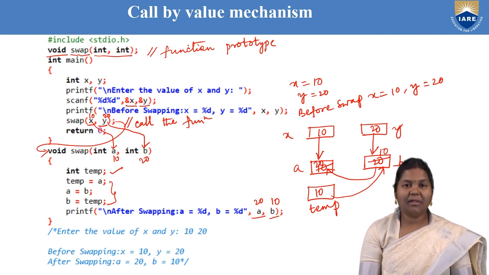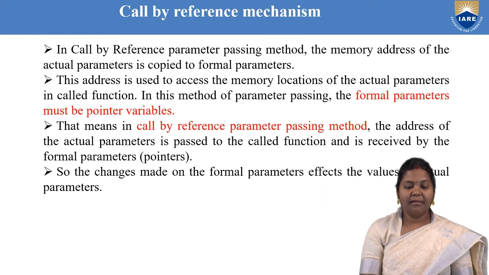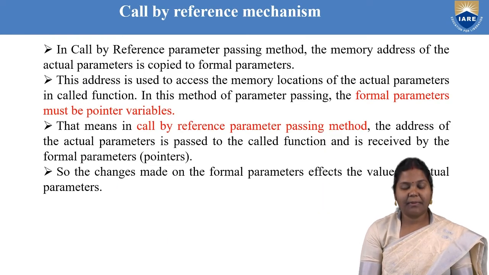Now let us discuss what the call by reference mechanism is. In this call by reference parameter passing mechanism, the memory addresses of the actual parameters are passed to the formal parameters. That means whenever you make changes to those parameters, they get reflected in the actual parameters, because you are not passing the values, you are only passing the memory addresses of the actual parameters. The address is used to access the memory location of the actual parameters in the called function.